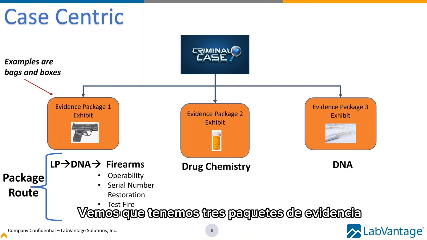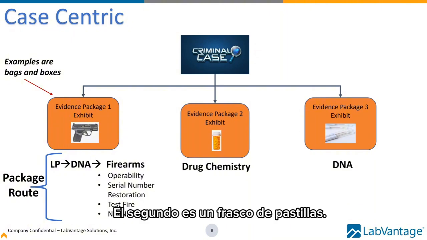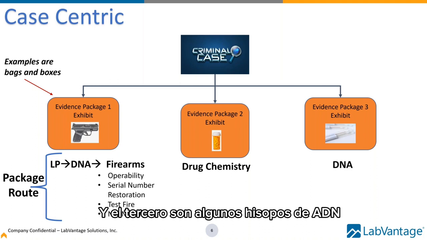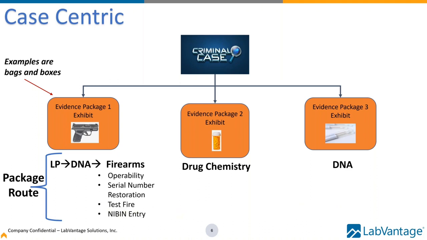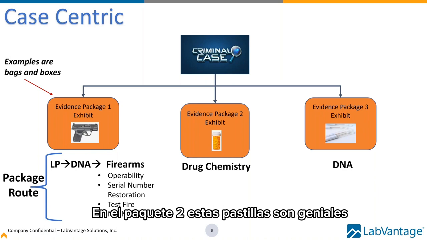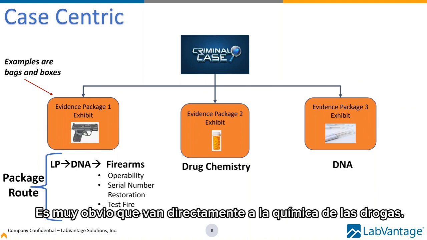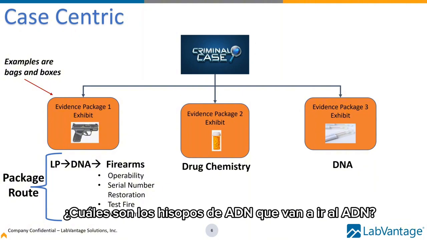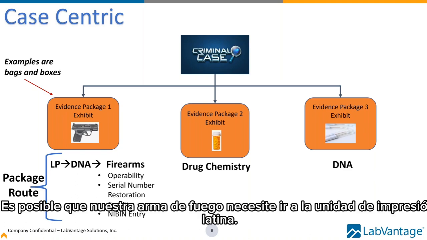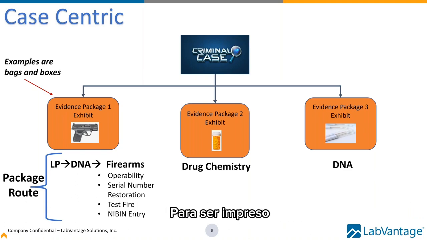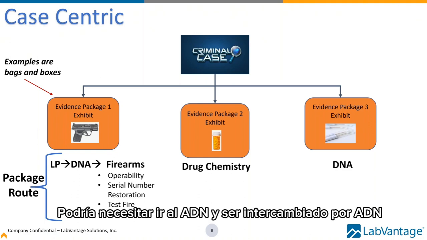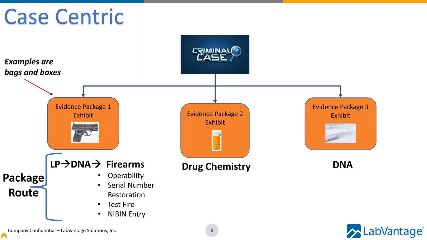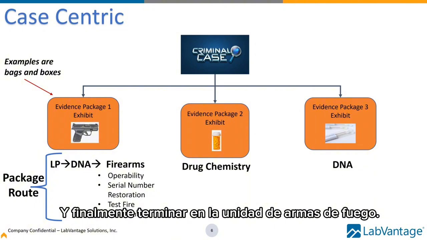In this example, we see we have 3 packages of evidence. One is a firearm, the second is a bottle of pills, and the third are some DNA swabs. In package 2, these pills, it's very obvious, they go directly to drug chemistry. The third package, which are the DNA swabs, are going to go to DNA. However, our firearm might need to go to the latent print unit to be printed. It might need to go to DNA and be swabbed for DNA, and ultimately end up in the firearms unit.